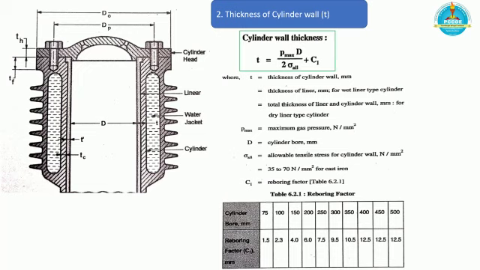P max is the maximum gas pressure, usually that is also given data in Newton per mm square, and the allowable tensile stress for the cylinder wall is taken in the range of 35 to 70 Newton per mm square for cast iron. Generally the cylinder walls are made of cast iron, and this has to be assumed data. Usually this data is not given in the problems, so we have to assume sigma allowable between the range of 35 to 70 Newton per mm square.